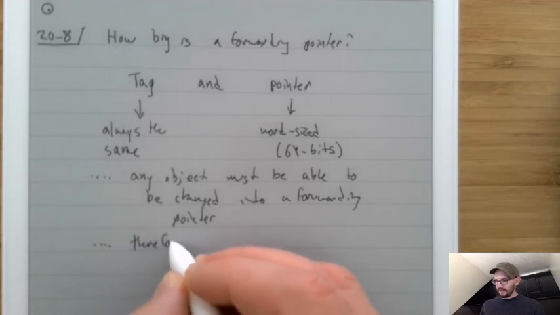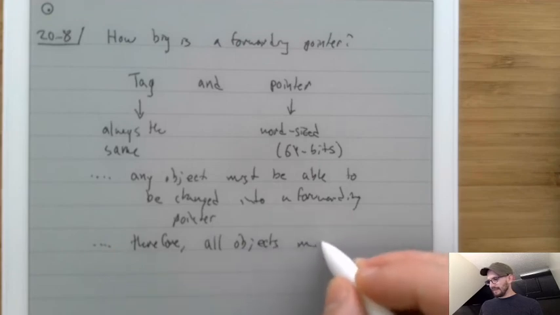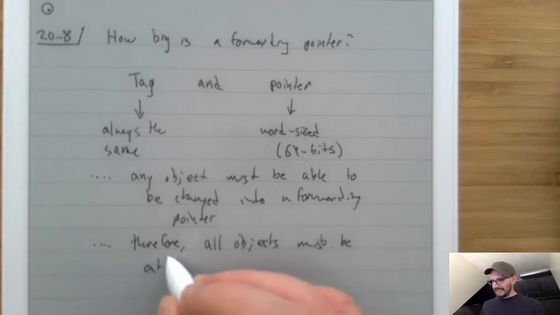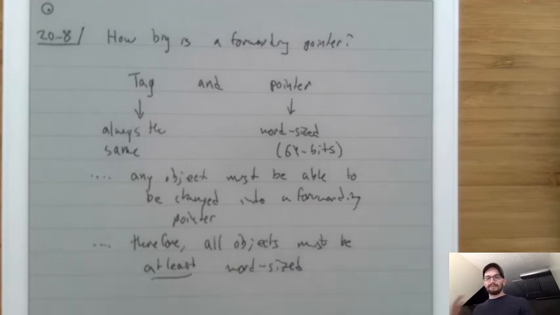So we need to make sure it can be turned into a forwarding pointer. Therefore, all objects must be at least word-sized. So that means that anything that's not word-sized, we have to expand it to be bigger. It's kind of annoying because, for instance, your bools are probably going to be a tag plus a single bit to say whether they're true or false. So this is going to make them bigger. But, you know, so it is.